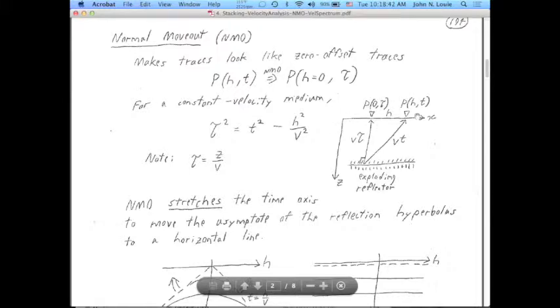So we have a trace out here at offset h, and we think of an exploding reflector. It's going to send a wave up to that offset. Here's the midpoint m, and we're half offset h away. So it sends the wave up at a slant, and the length of that path is v times t, and then we correct that t to tau, which would be the time that that wave would be received from that same exploding reflector straight above at 0 h.